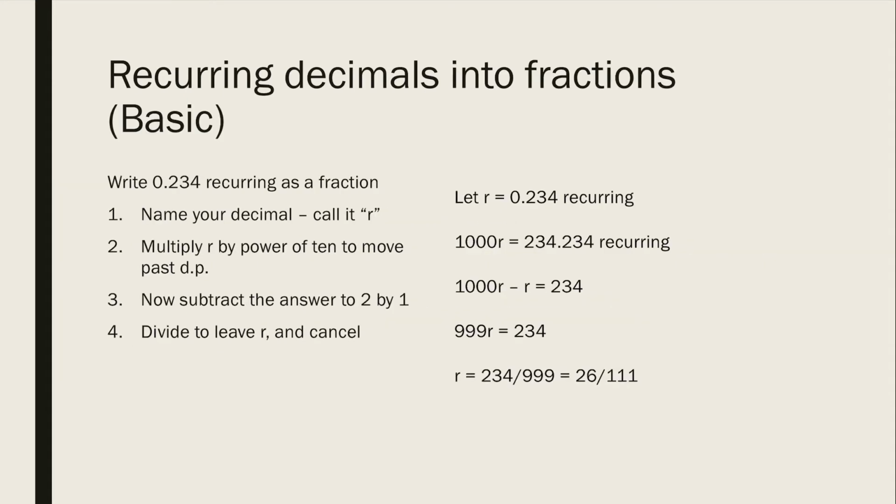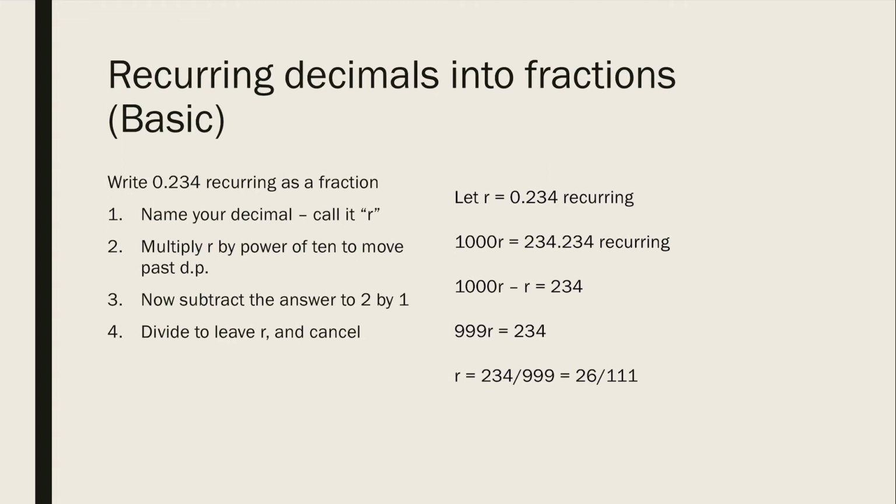Let's continue. Now, like I said before, we'll come back to recurring decimals into fractions. These are the basic ones. So let's say you had to write 0.234 recurring as a fraction. Name your decimal first. I'll call it r. So let's say r is 0.234 recurring, all of it. Now, you need to multiply r by a power of 10 to move it past the decimal point by one full repeated lump. Here that's 1000 because there are 3 different digits behind the decimal point.